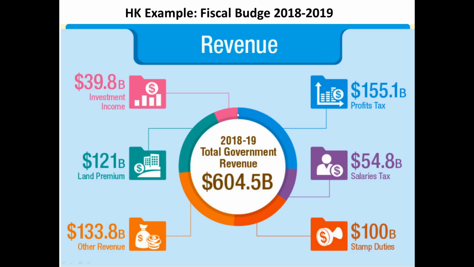So you can see, look. When you look at this circle, it's basically like a pie chart. Taxes are already the majority of the revenue for our government every year. It's more than 50%. And for the rest of it, investment income, you guys gave me that, and land premium, you guys got it, and some other revenue like fines and some other stuff.